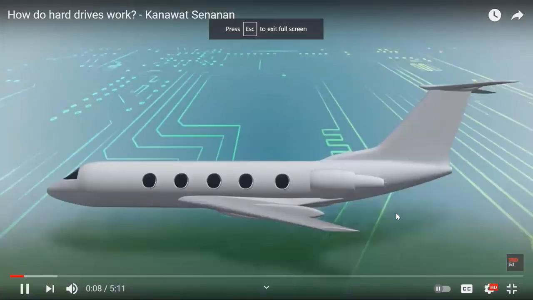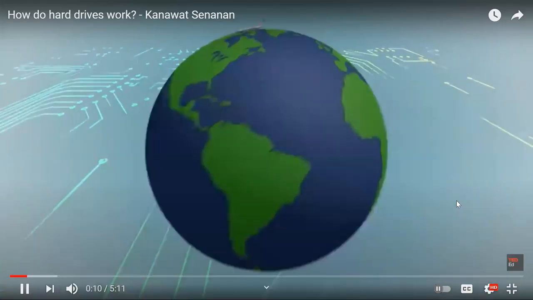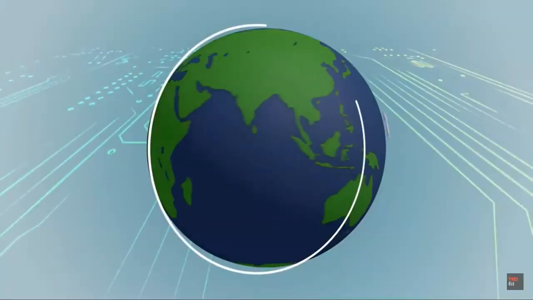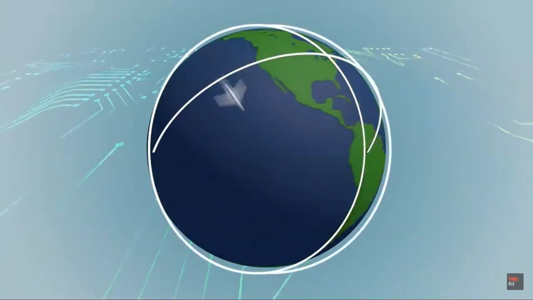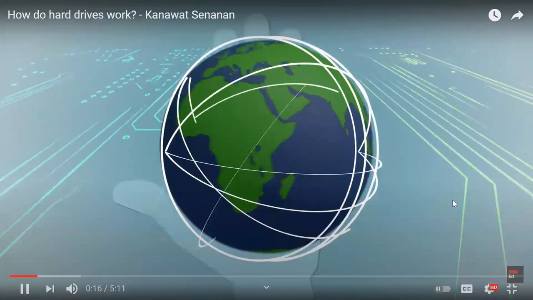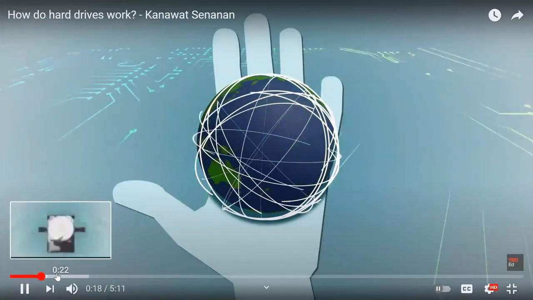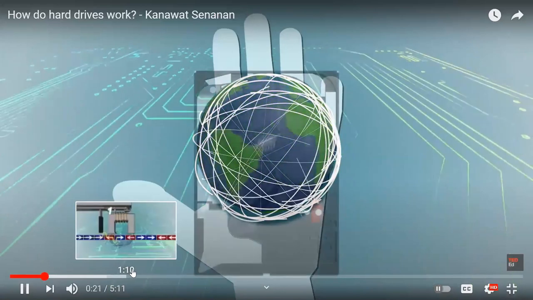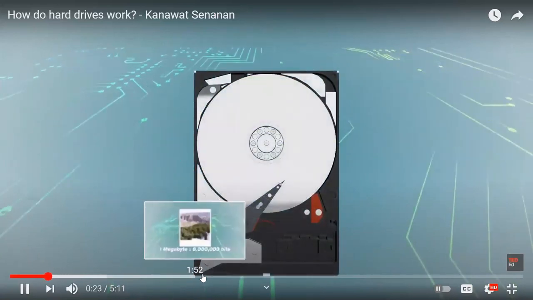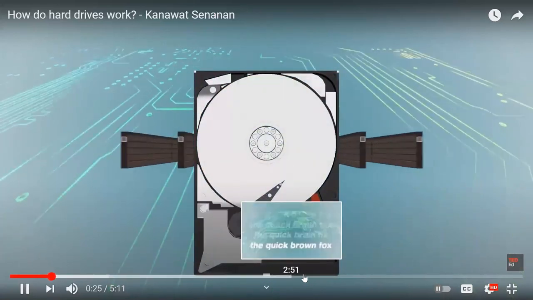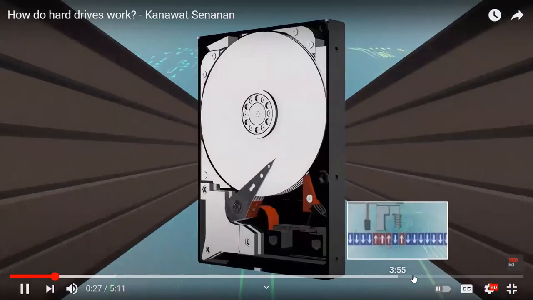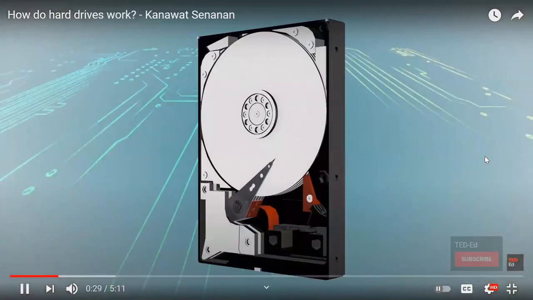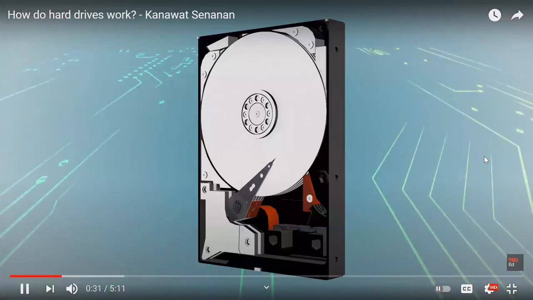Imagine an airplane flying 1 millimeter above the ground and circling the Earth once every 25 seconds while counting every blade of grass. Shrink all that down so that it fits in the palm of your hand, and you'd have something equivalent to a modern hard drive, an object that can likely hold more information than your local library. So how does it store so much information in such a small space?